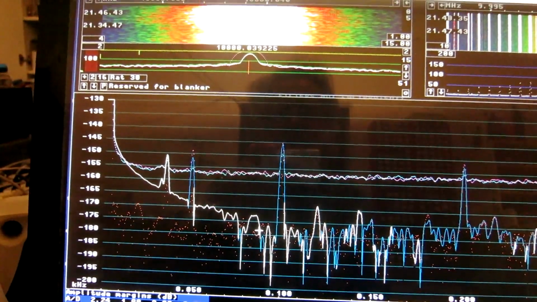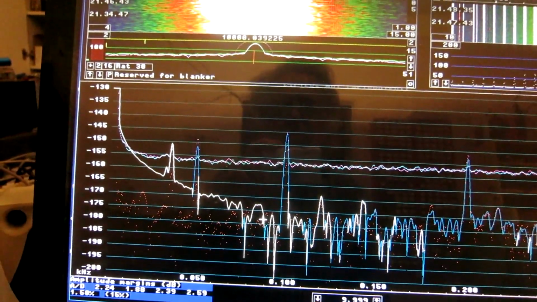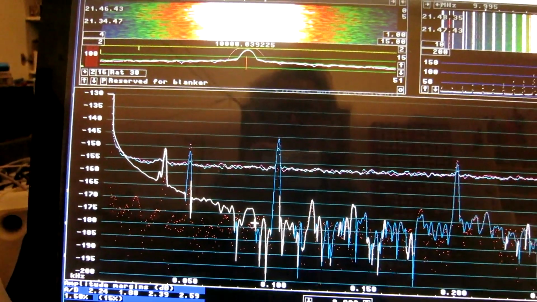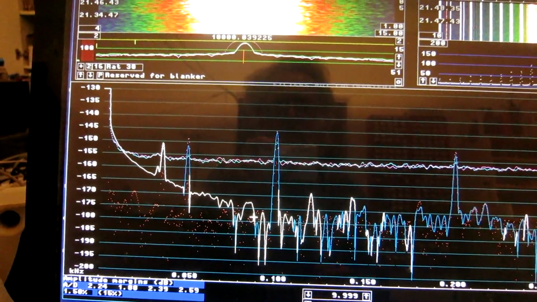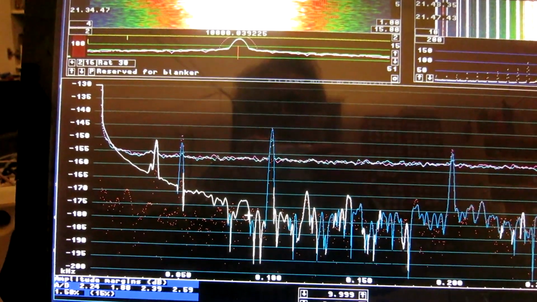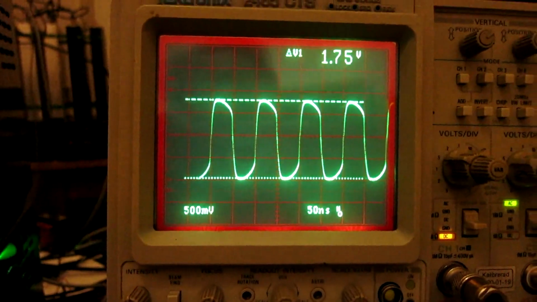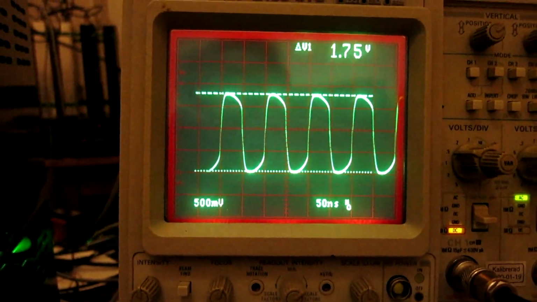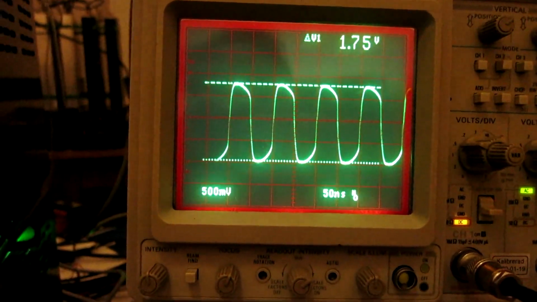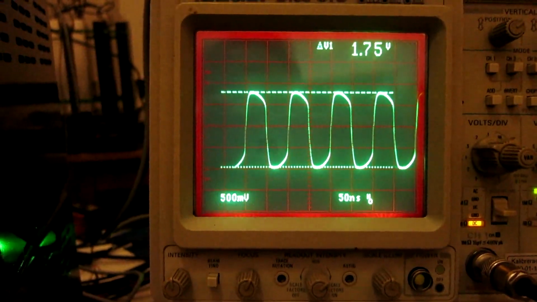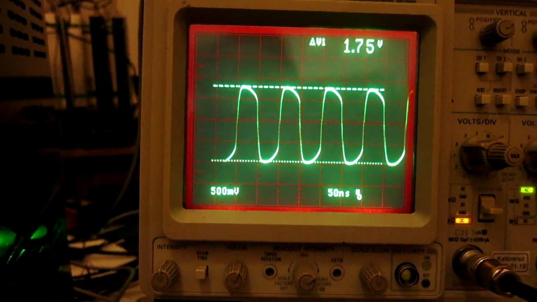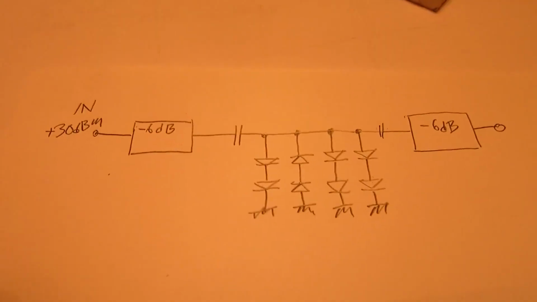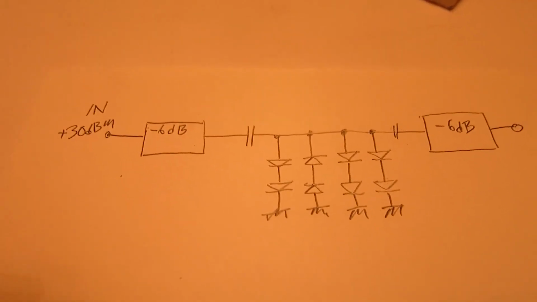So I will make some changes on the unit to make a harder clipping. But first I will look at the waveforms I have right now. Here is the waveform. That's with the full power output and the 6 dB attenuators with this schematic.